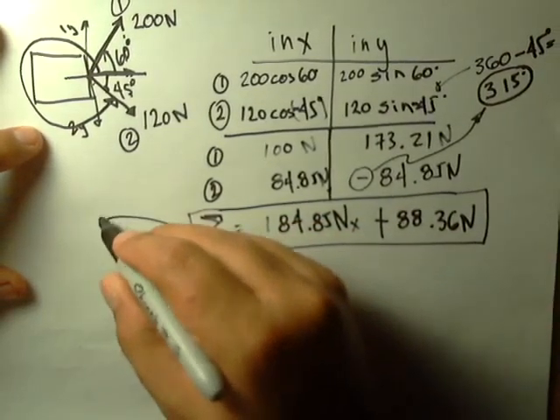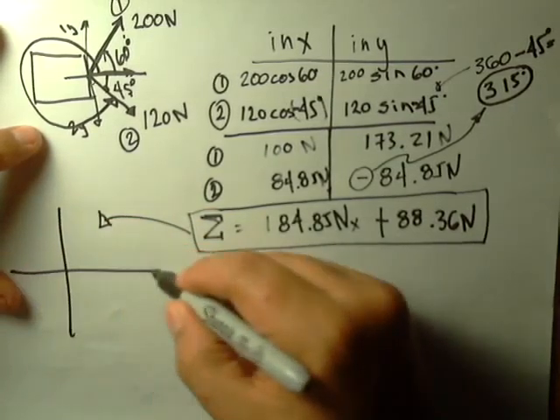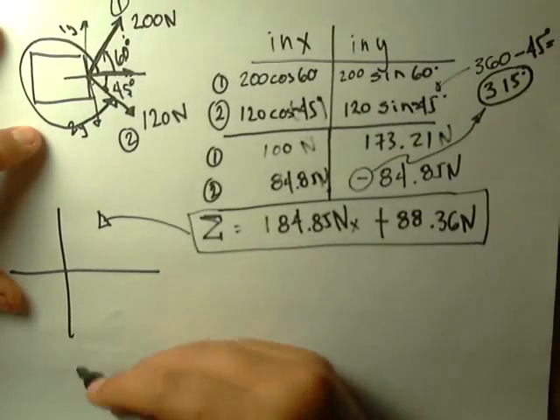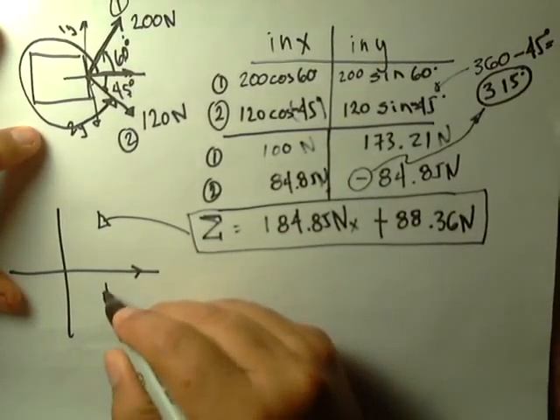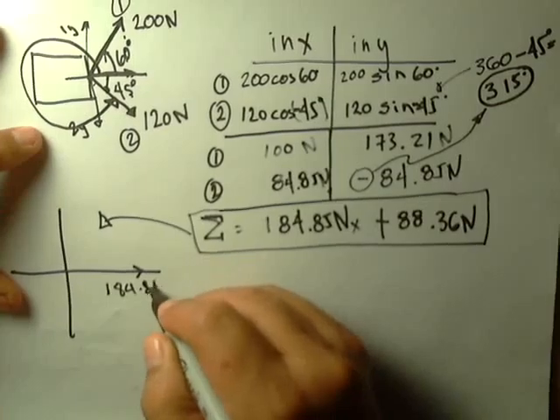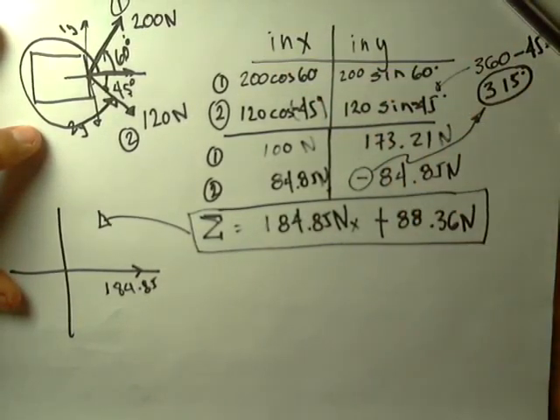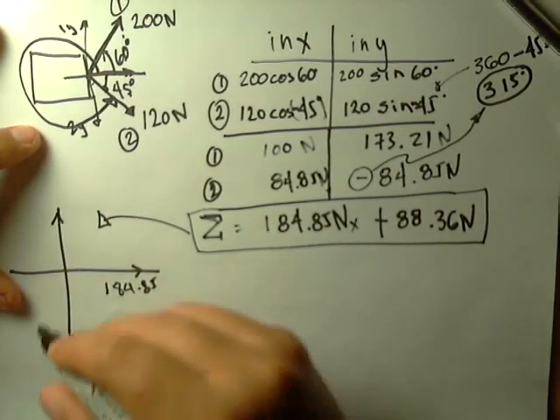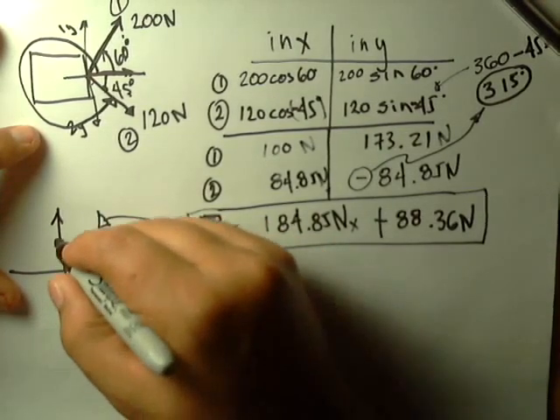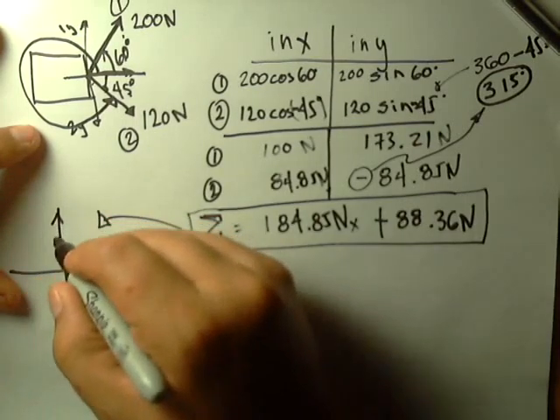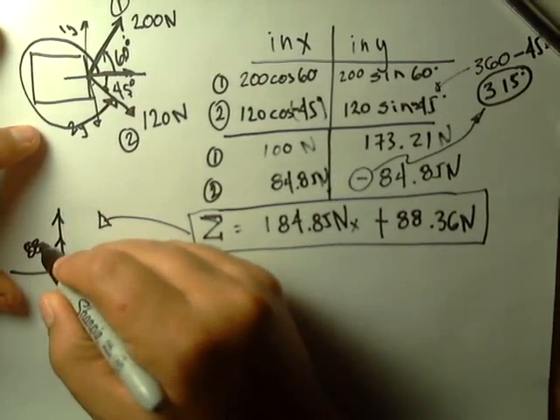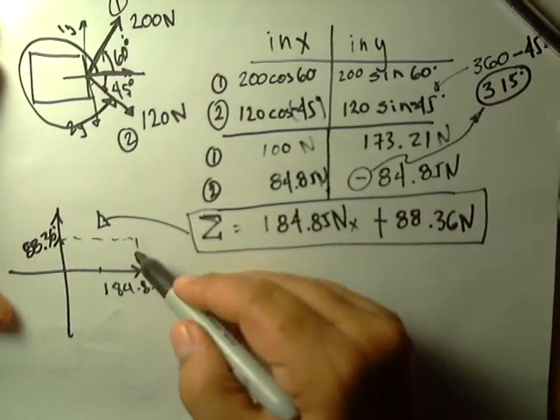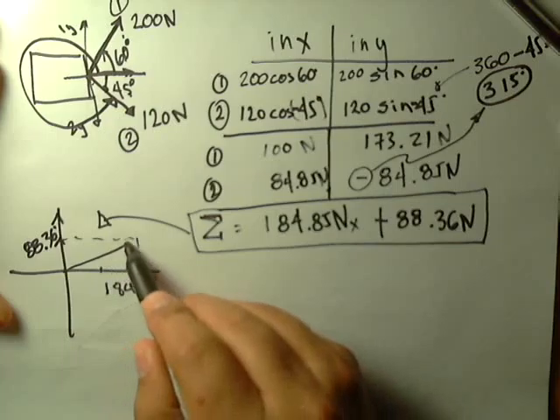So basically, this can be translated into this. We have positive x, so we have here 184.85, and in y we have positive 88.36, right? It will be around there. So we will end up with this resultant.